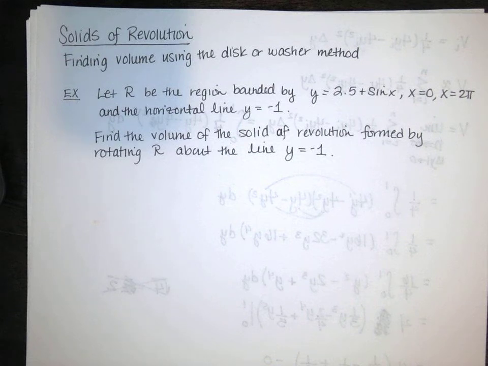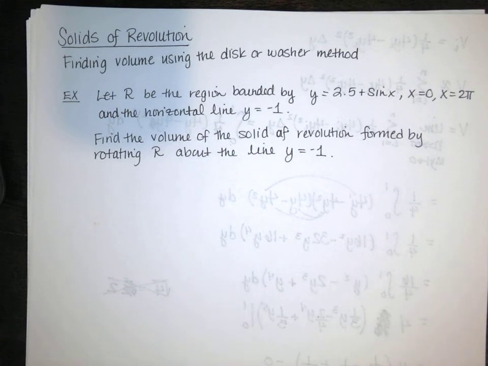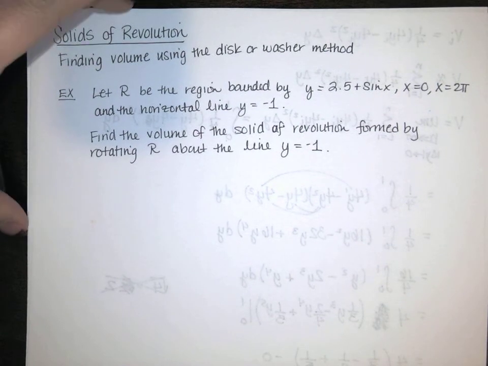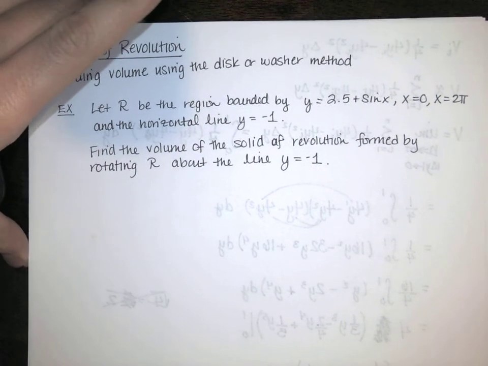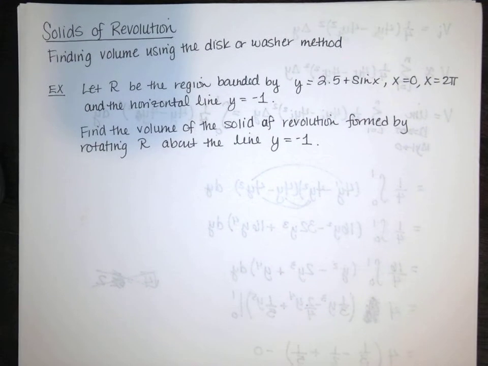In this video, we are going to discuss solids of revolution, and we're going to find the volume of a solid of revolution using what's called the disk method, or similarly the washer method. They're very closely related methods. So we're going to start off with an example, and then I'm going to walk you through the method, and then we're going to apply it to a couple of different problems. So let's start with this first one.